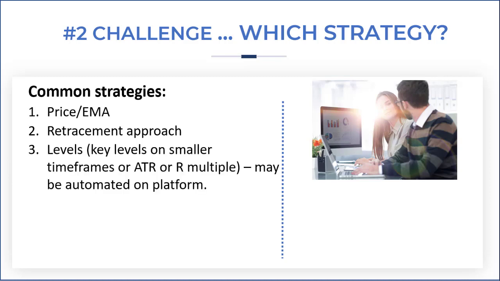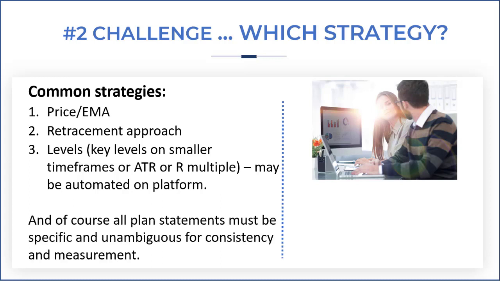The third is we use levels. So we use key levels on smaller time frames, or more commonly something like a multiple of an ATR or multiple of your initial risk. And of course, this may be automated on your platform if you're using MT4 or MT5. Which means you continue to trail even if you're not watching the market, which obviously has advantages when you're perhaps sleeping, for example, overnight. So those are the 3 common strategies.